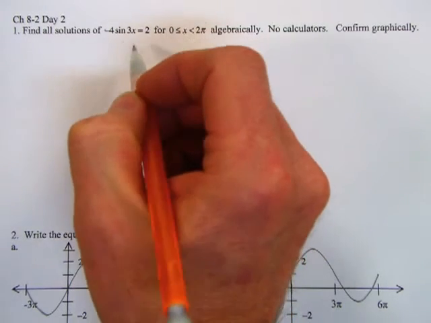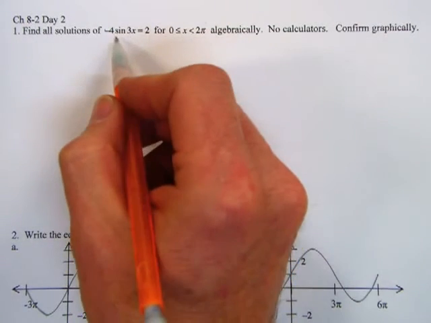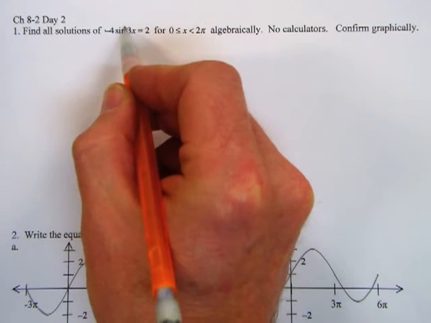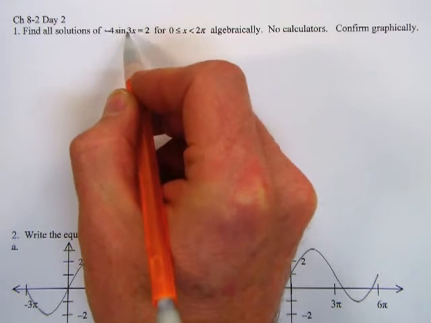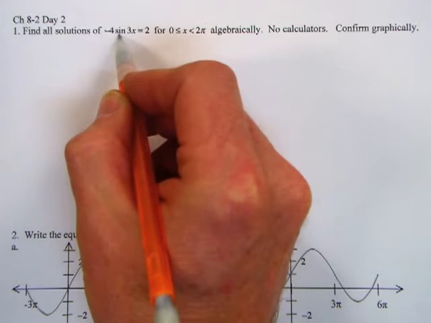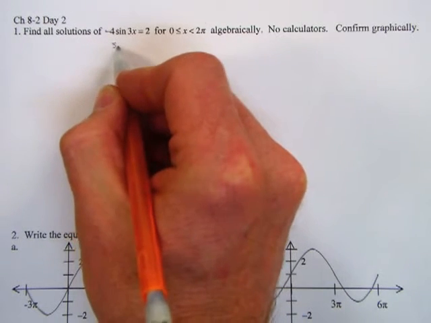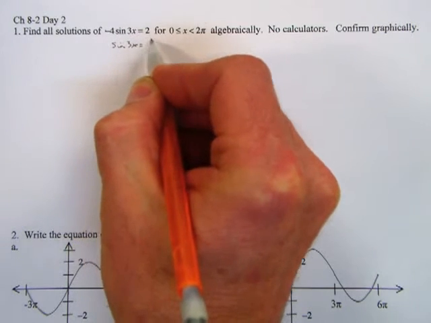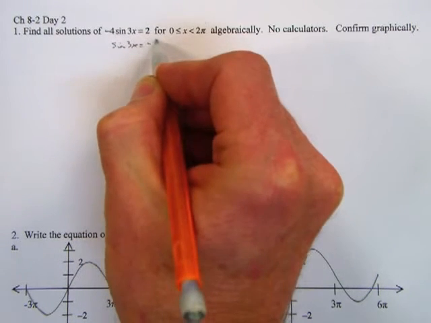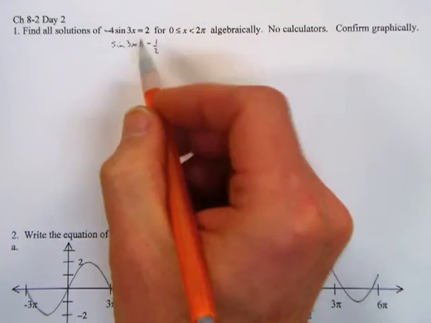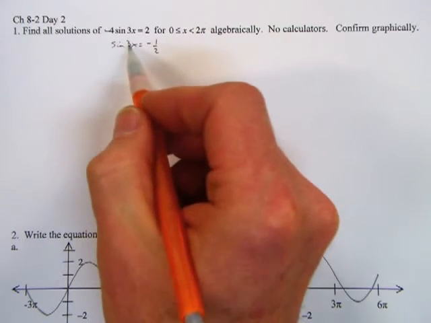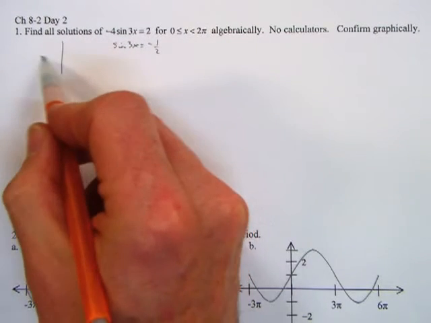So, our step 1, solve for the trig function. So we're going to try to get either the sine, cosine, tangent, whatever it is, in this case sine, by itself. So we'll divide by -4, and we get sine of 3x equals 2 divided by -4, which is -1/2. At this point, we've isolated the trig, so we're going to go to our unit circle.